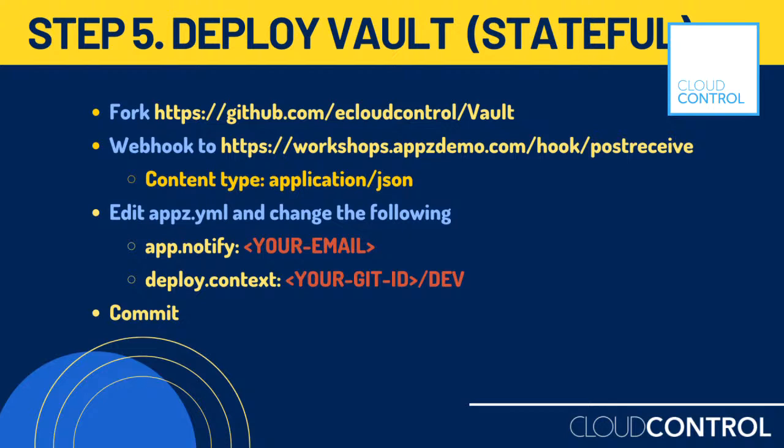The next two steps are to make a change in the Git repo that you just forked, your personal Git repo, and do a commit. And this commit will trigger a deployment, the whole CI/CD pipeline, to build the applications and deploy it on the Kubernetes cluster managed by AppZ.